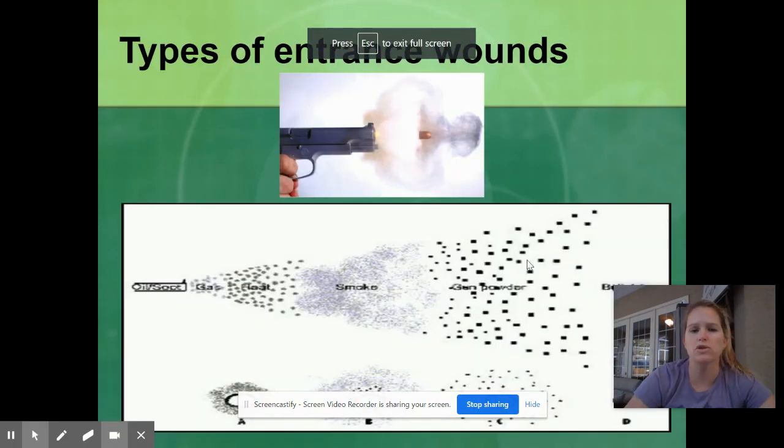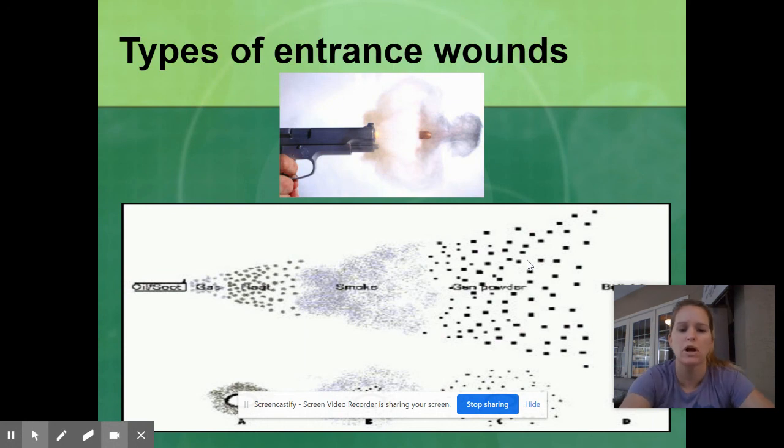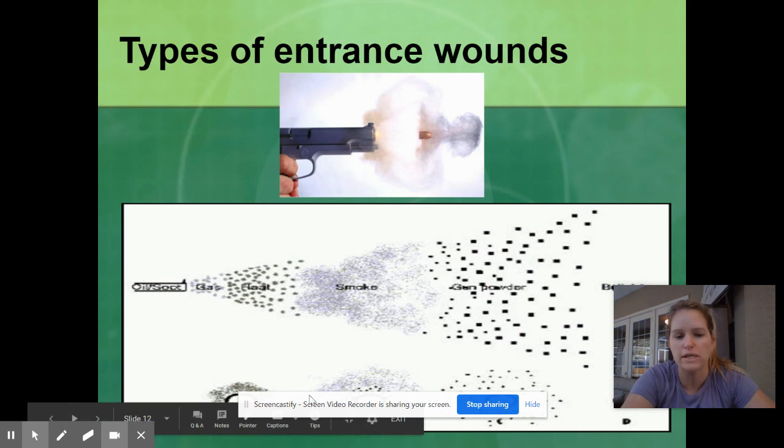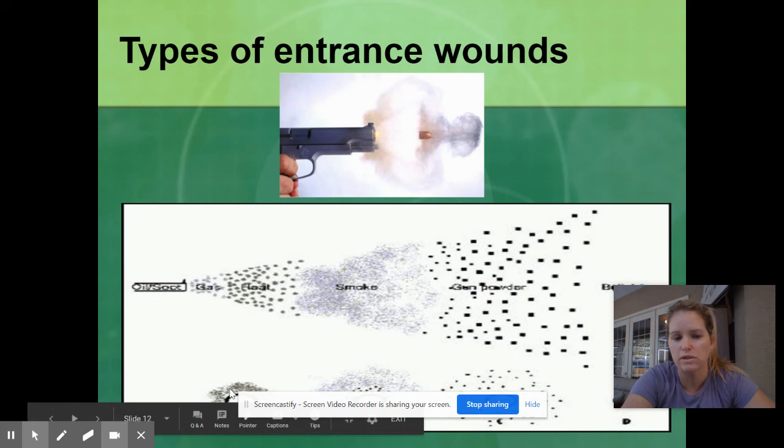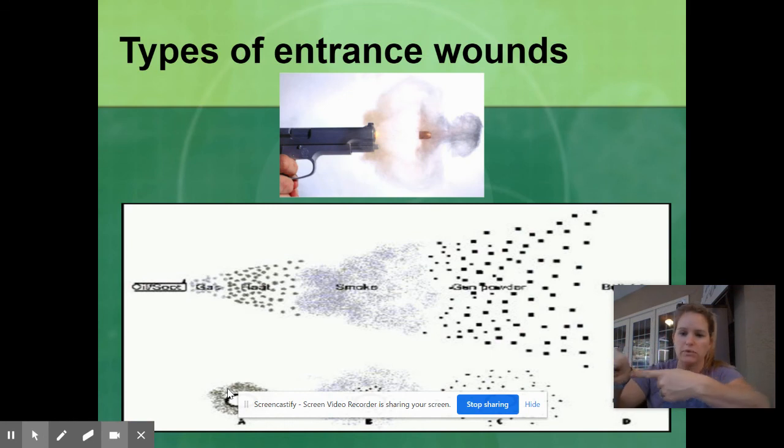Okay, so types of entrance wounds. I told you I wanted to show you a picture of what a gun looks like in slow motion when it's firing. And here is specifically what's happening. It says gas, heat, smoke, gunpowder, and then bullet over here. And the bottom pictures indicate, from closest in A to farthest in D, how far the shooter was. So if somebody is very close or even touching the skin, like if they point the gun up to the person's skin, you're going to have more of a mark like A.